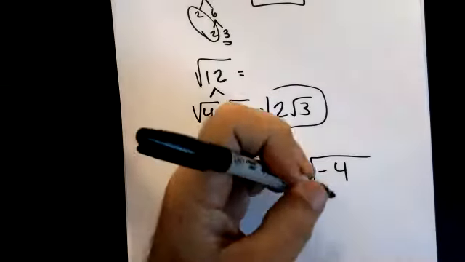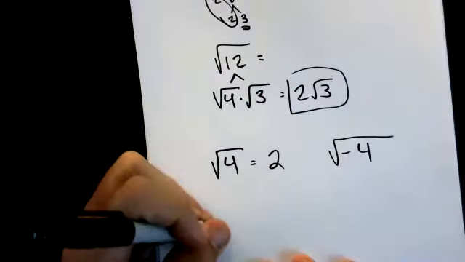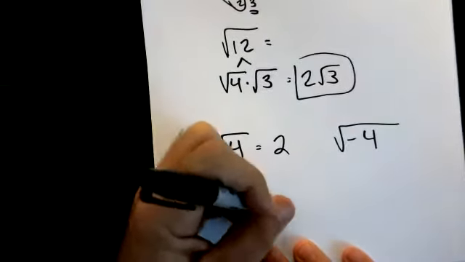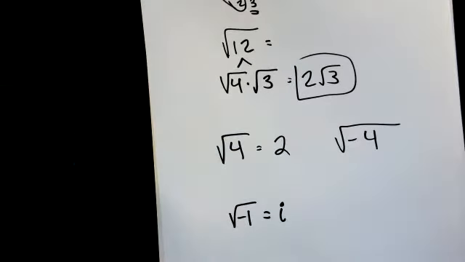So what they did is they created a number. They call the square root of -1 the letter I. And what that stands for, again, is the imaginary number.